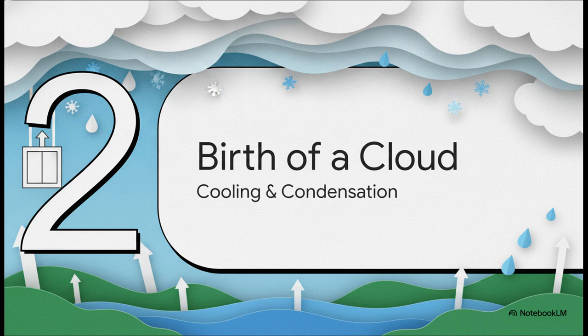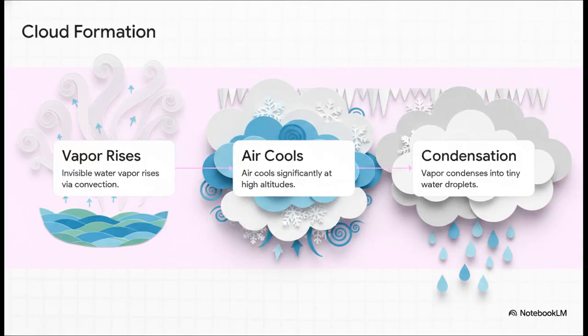That brings us to part two, birth of a cloud. This is where cooling and condensation come into play. So, as our invisible elevator goes up, the environment outside starts to change drastically. Let's break down this step-by-step microprocess. Step 1, the invisible water vapor rises via convection. Easy enough. Step 2, as that air reaches higher and higher altitudes, temperatures drop incredibly fast. The atmosphere, way up there, is freezing cold. And that leads directly to step 3.